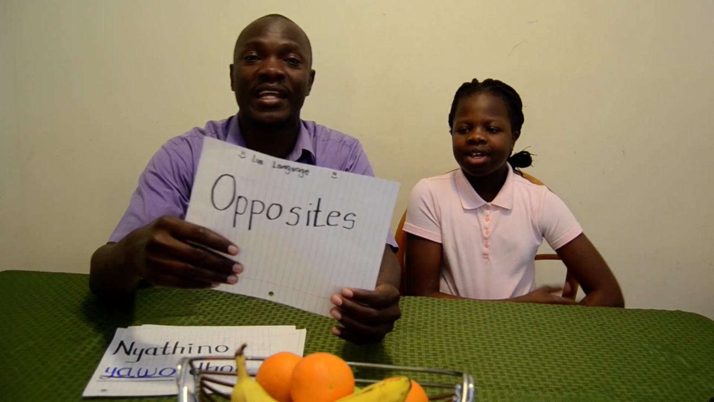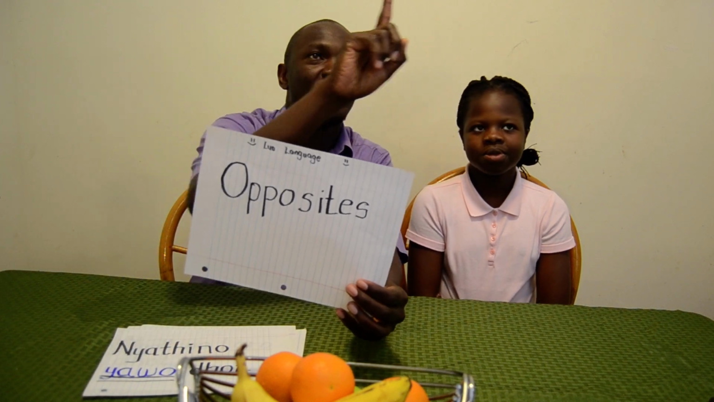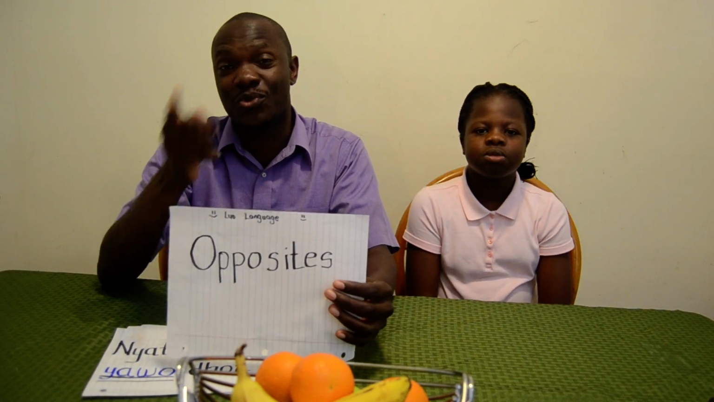Now, in the previous video, my daughter here was doing the words and their opposites. You can check out that video here, and then come back to this one if you didn't watch it. But today, we want to talk about the sentences that form opposites. So we'll use the words that she had yesterday to form sentences, and we'll explain what they mean. Good enough? Good. And here we go.